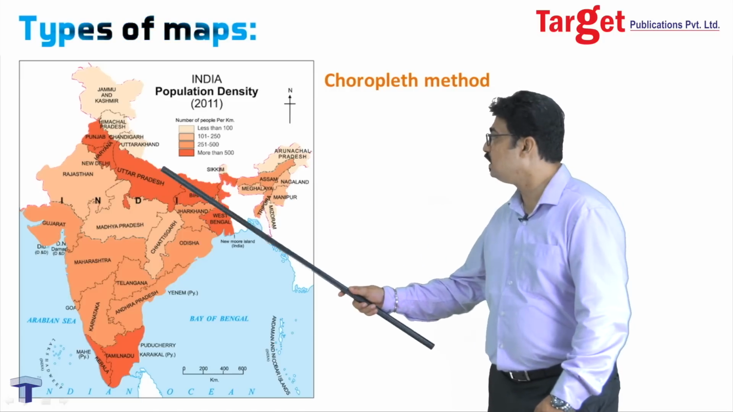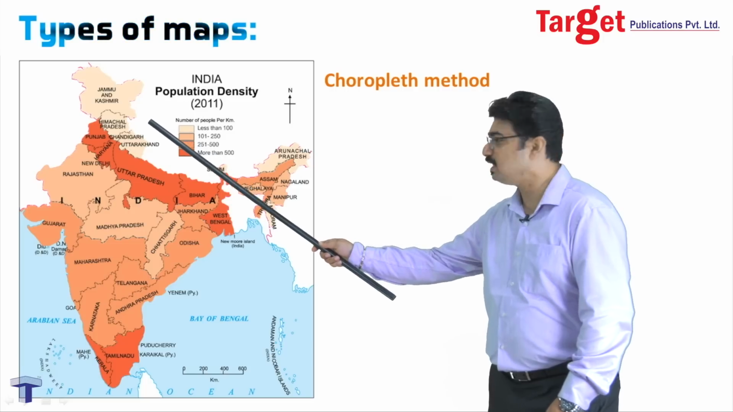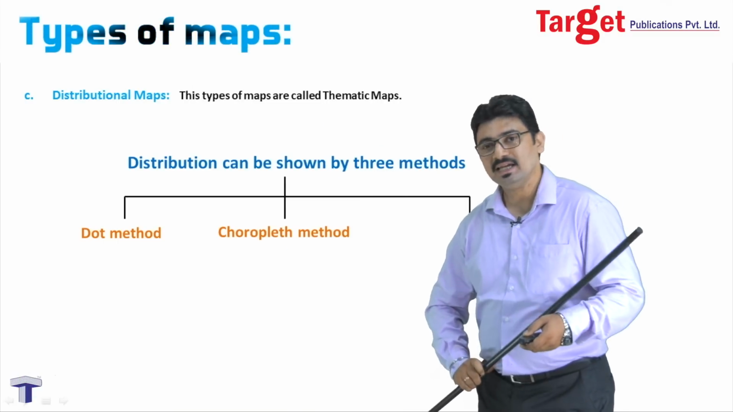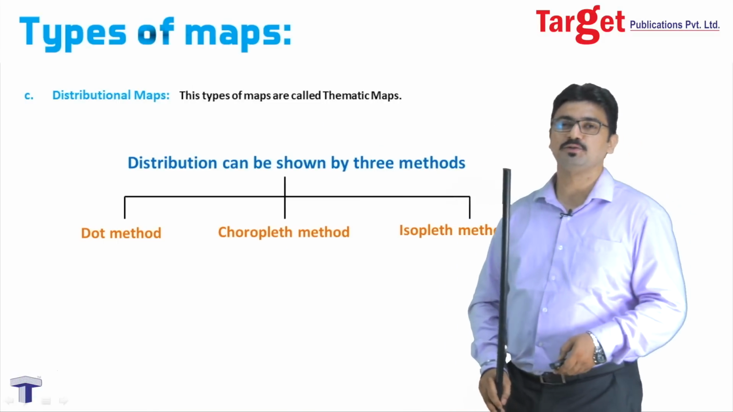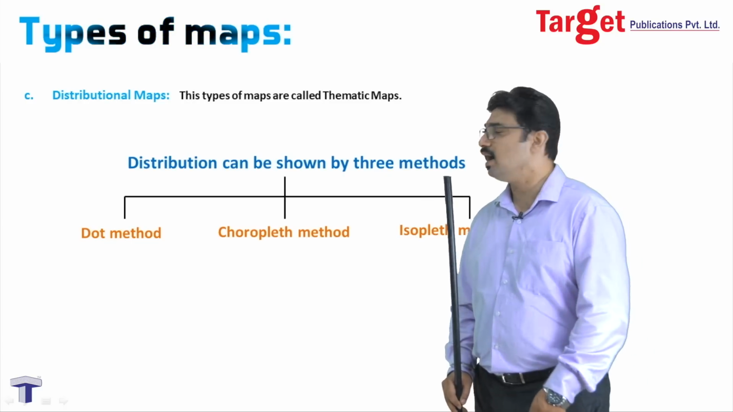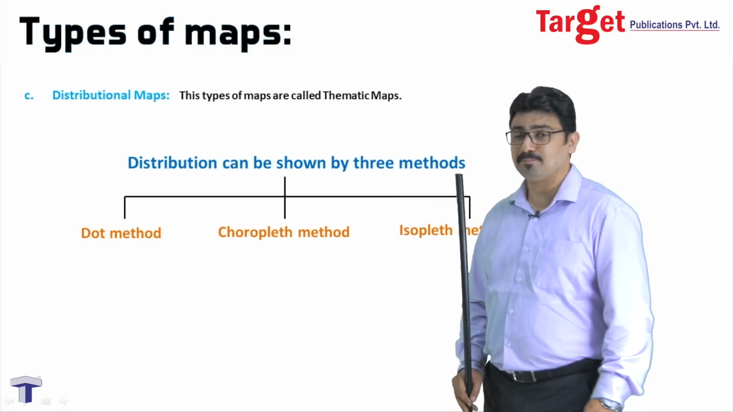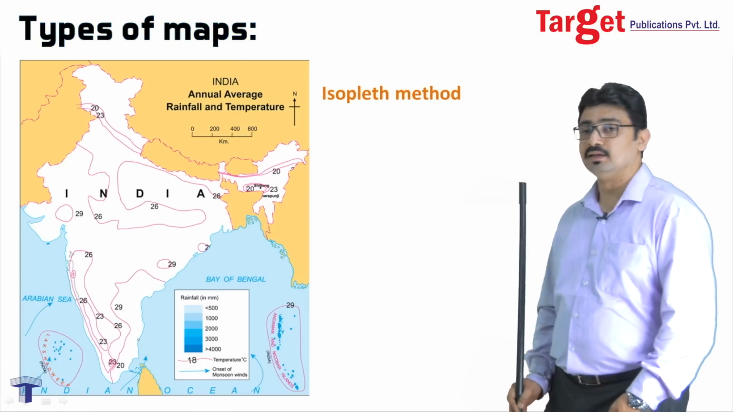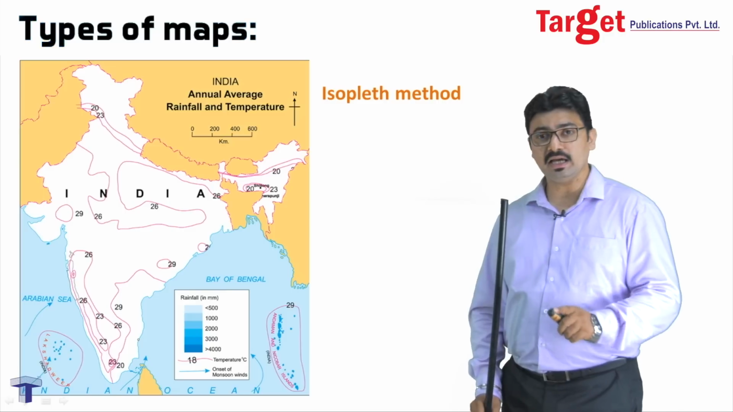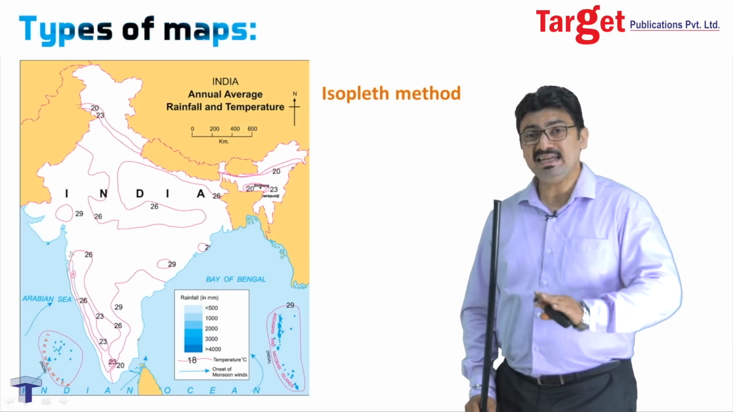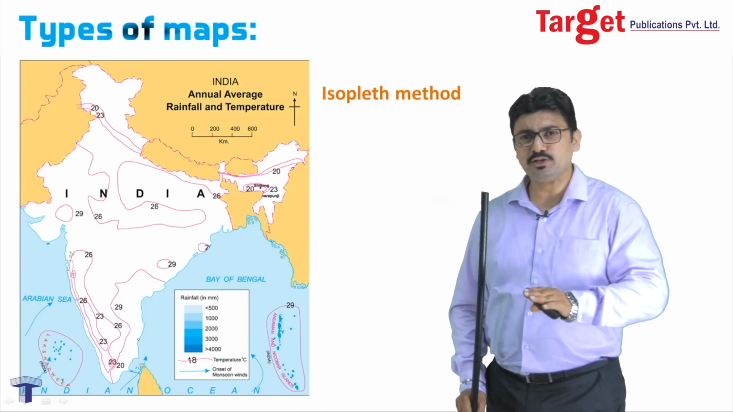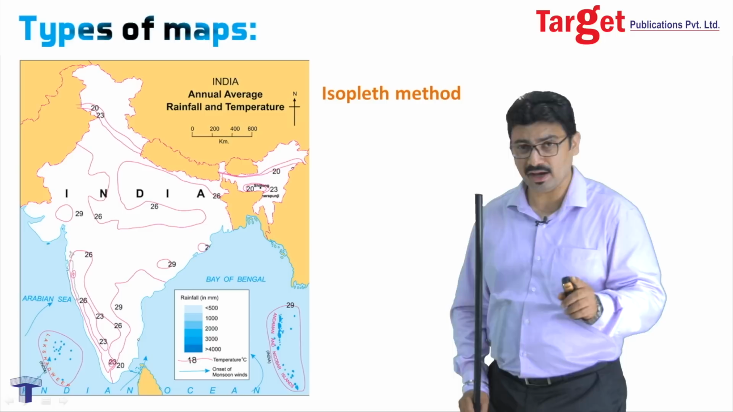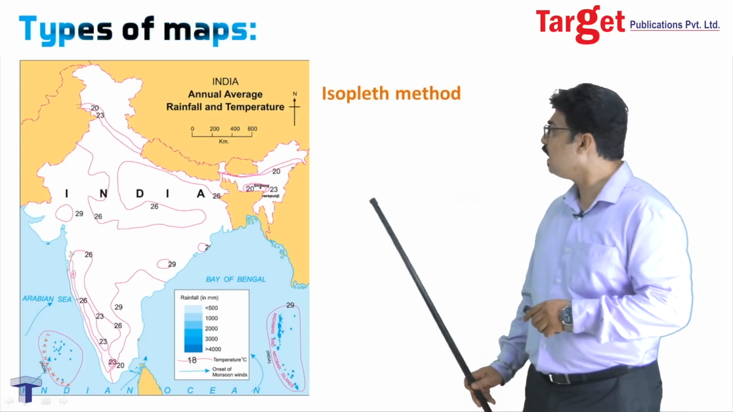So here we see Jammu and Kashmir have the lowest density, while the Ganga Plains area has the highest density. This choropleth method is very useful for showing distributional maps. Going ahead, the last but absolutely important method of showing distribution in a map is the isopleth method. Now, the isopleth method basically connects same values of a particular feature in a given map with a line. Okay, let us clear this concept with the example over here.